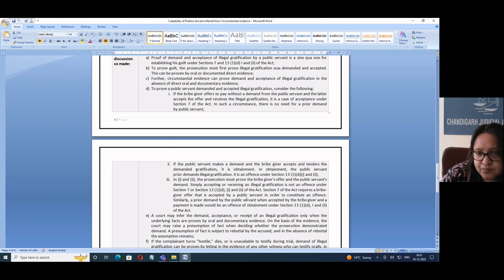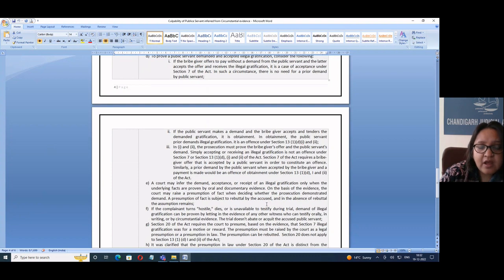In clause 1 and clause 2, the prosecution must prove the bribe giver's offer and the public servant's demand. Simply accepting or receiving an illegal gratification is not an offense under Section 7 or Section 13(1)(d) of the Act. Section 7 of the Act requires a bribe giver's offer that is accepted by a public servant in order to constitute an offense. Similarly, a prior demand by the public servant, when accepted by the bribe giver and a payment is made, would be an offense of obtainment under Section 13(1)(d) of the Act.